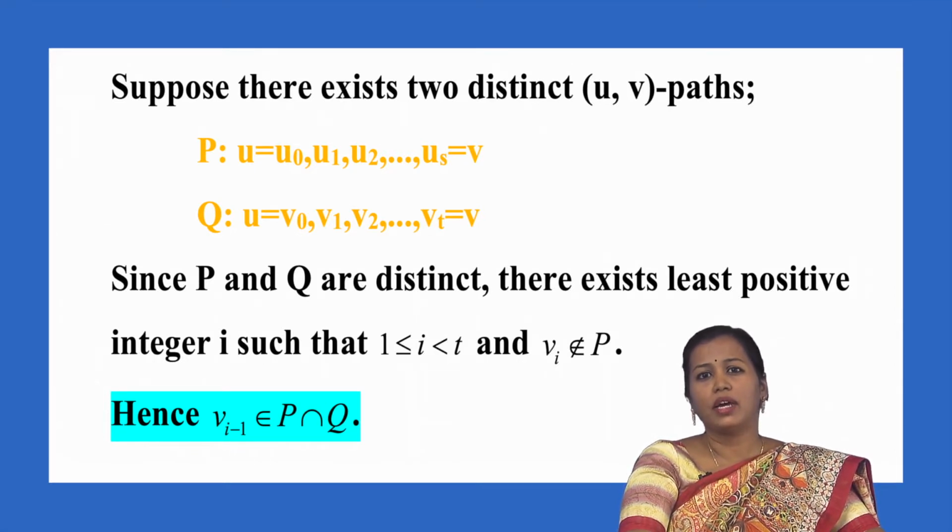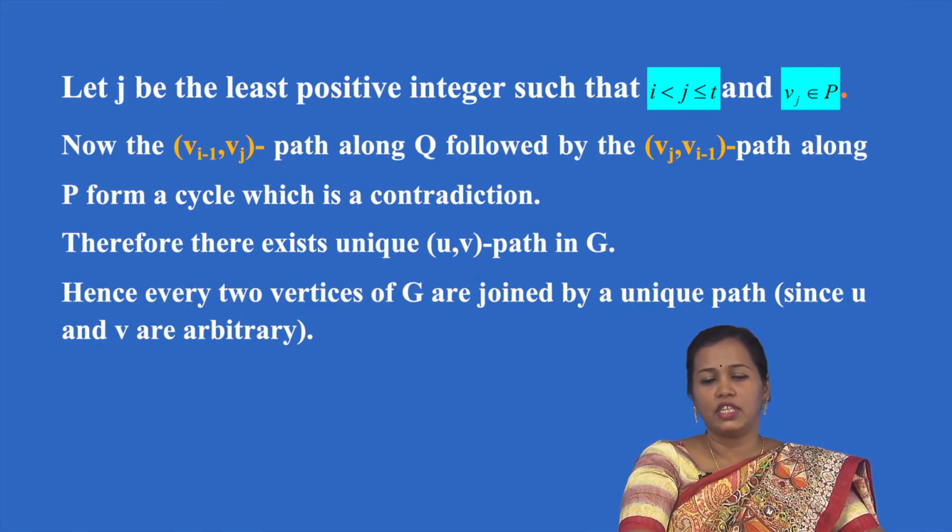Hence, vi minus 1 belongs to P intersection Q. Let j be the least positive integer such that i is less than j is less than or equal to t and vj belongs to P. Now, the vi minus 1 to vj path along Q followed by the vj to vi minus 1 path along P form a cycle, which is a contradiction. Therefore, there exists a unique uv path in G. Hence, every 2 vertices of G are joined by a unique path since u and v are arbitrary.